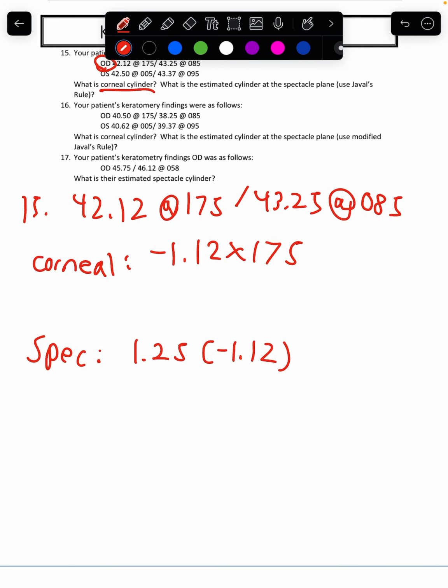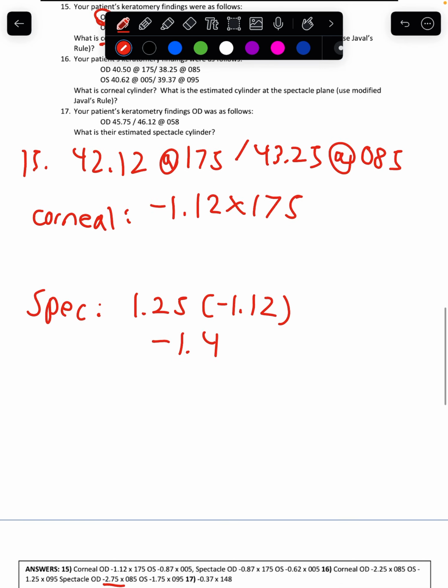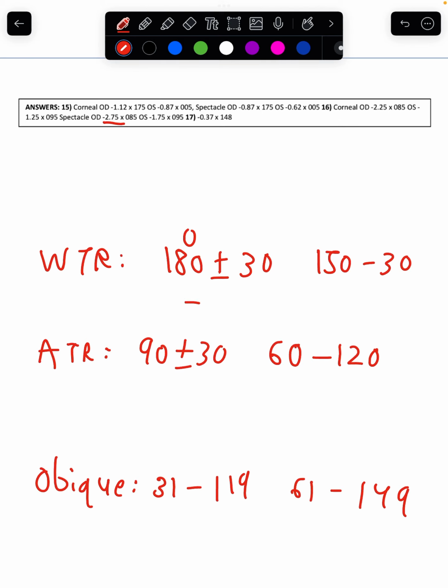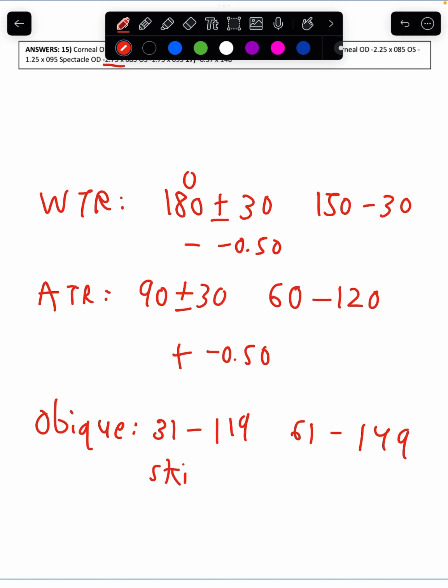So 1.25 times minus 1.12, and then you're supposed to add or subtract minus 0.50, depending on whether it's with the rule, against the rule, or oblique. So doing all of that at once kind of confuses me. So what I would do is first 1.25 times minus 1.12. If we do that, we get minus 1.4. And now we decide whether we add or subtract minus 50. So if we go back to here, for with the rule, you're going to subtract minus 50. For against the rule, you're going to add minus 50. And for oblique, you skip Duvall's rule altogether.